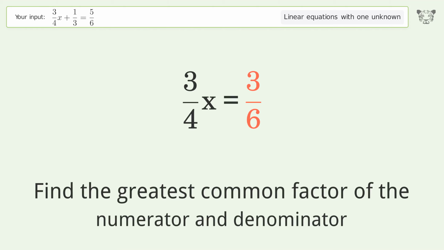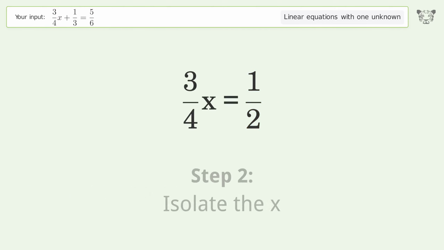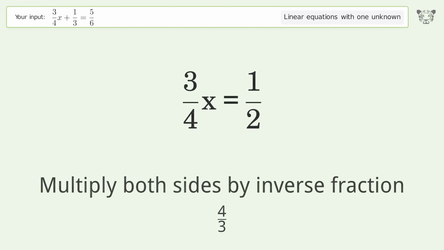Find the greatest common factor of the numerator and denominator. Factor out and cancel the greatest common factor. Isolate the x. Multiply both sides by inverse fraction 4 over 3.